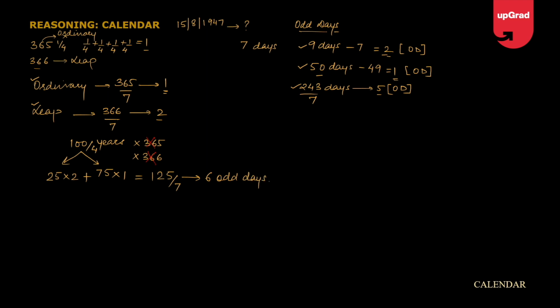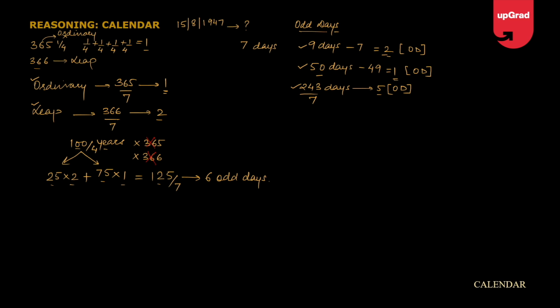That's what my calculation for 100 years is. I would do a quick recap. I said we have to calculate odd days in 100 years. But all the years will not be either ordinary or leap. So we divided the number by 4 to get 25 leap years and 75 ordinary years. Now every leap year has 2 odd days, every ordinary year has 1 odd day. And therefore my total comes out to 125. But 125 is greater than 7, so we divided it by 7 to get 6 odd days. So this is where we have reached.